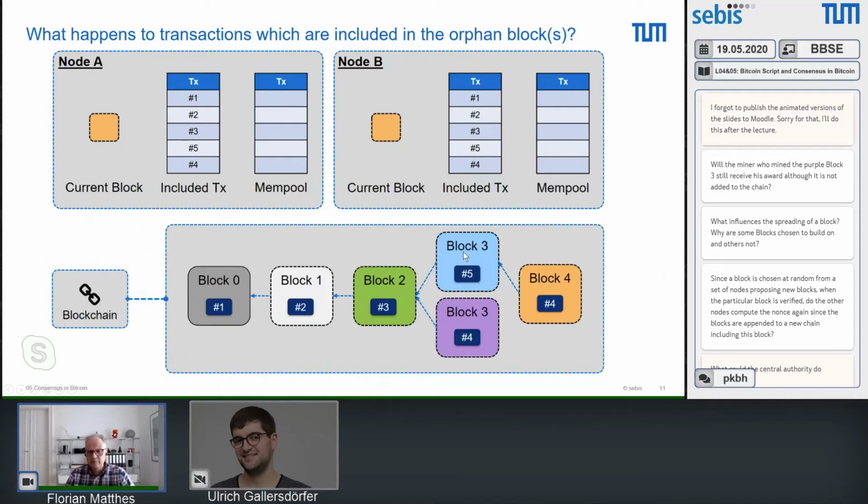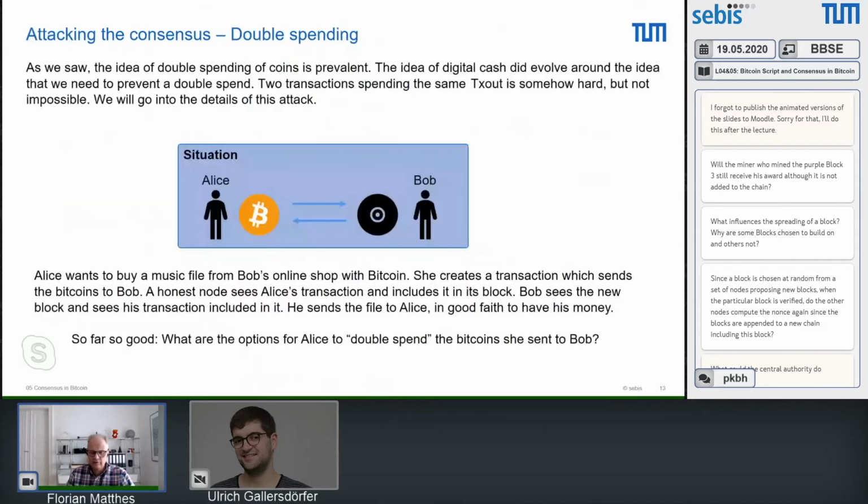So therefore, we have to extend the waiting time to be sure that you don't send your goods before these six blocks are put on top of Alice's transaction. Okay?